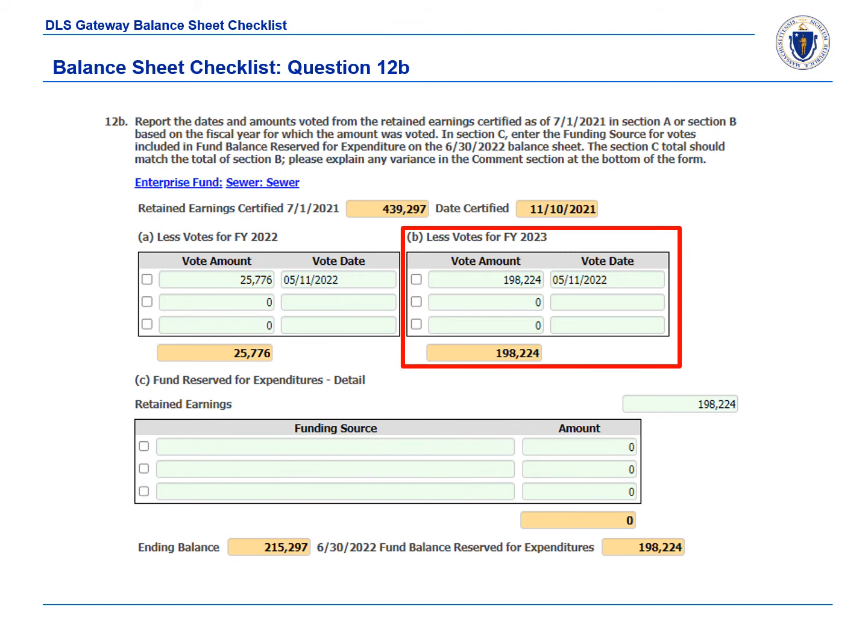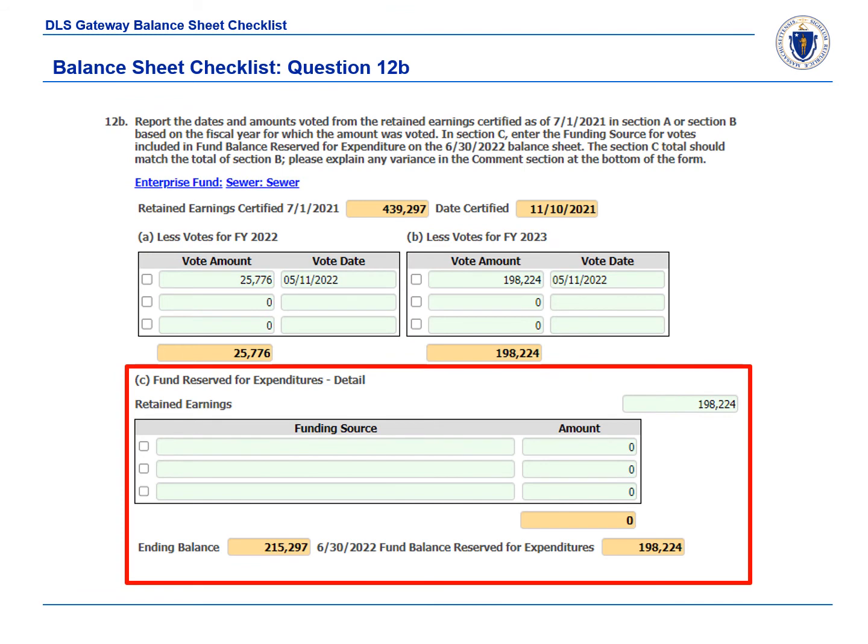In Section C, report the detail of your enterprise fund combined balance sheet fund balance reserved for expenditures. The total of Section C on the balance sheet checklist should equal the total fund balance reserved for expenditure on your enterprise fund combined balance sheet detail. Report the amount of retained earnings and any other funds that make up your community's fund balance reserved for expenditure. The amount in Part C should also agree to the total of Part B. Please provide an explanation if it does not agree.